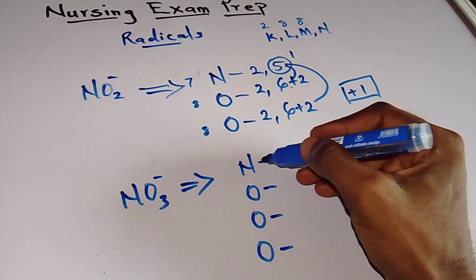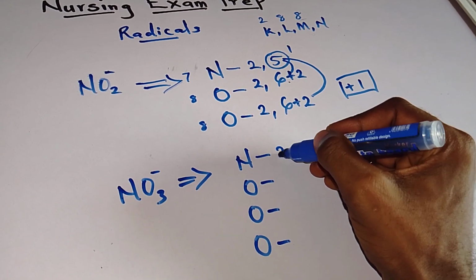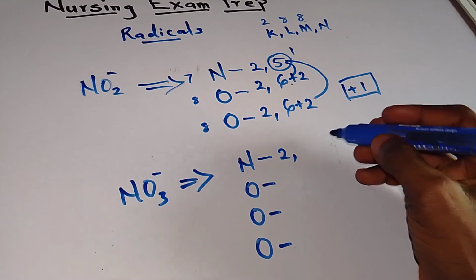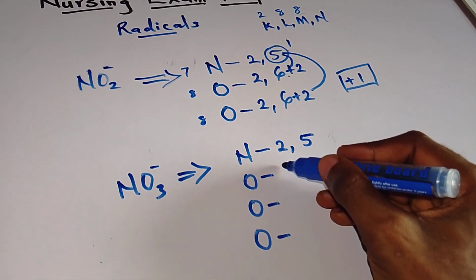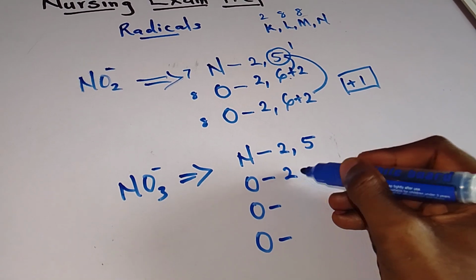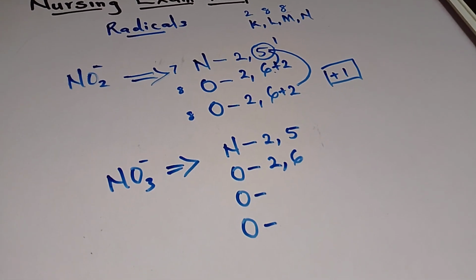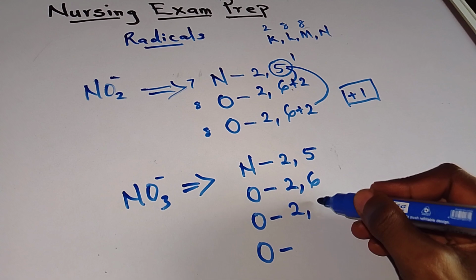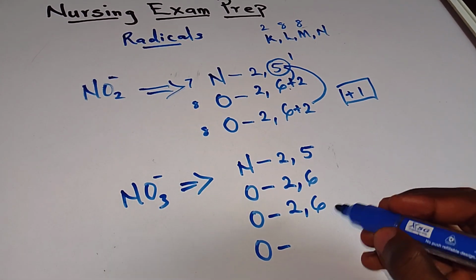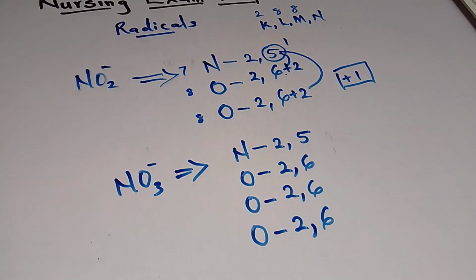Configure them. This is nitrogen. Nitrogen has 7 electrons, so you put 2 on the K shell to remain 5. Put it here. Then this oxygen, by configuration, we put 2 on the K shell, put 6 on the L shell. Then here we have 2 on the K shell, 6 on the L shell. 2 on the K shell, 6 on the L shell.